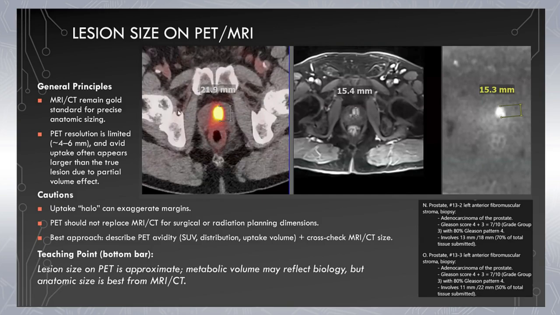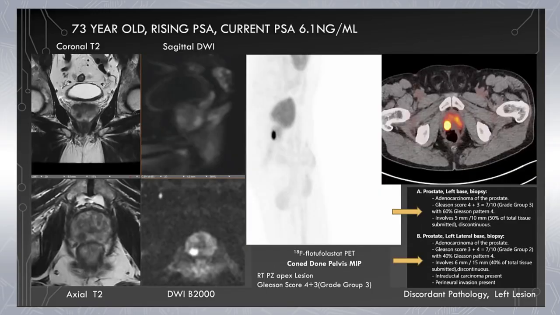So a clear example here, we see a halo of uptake. We see intense uptake within the prostate, but the true size of the lesion is identified on both diffusion weighted imaging and dynamic contrast imaging: 2.2 on PET if we were to look at the halo and the lesion, 1.5 true anatomic dimension. It's a case of Gleason 4+3 disease in the central zone. This is a 73-year-old with rising PSA, current PSA of 6.1 nanograms per cc.